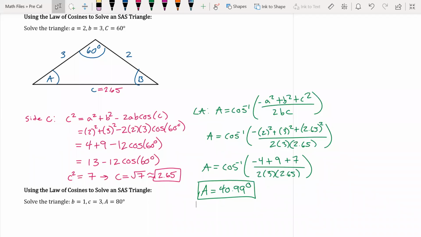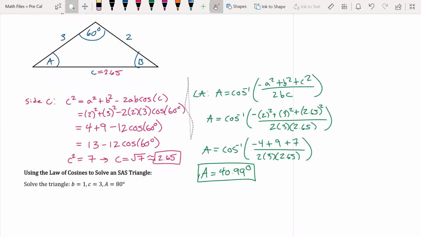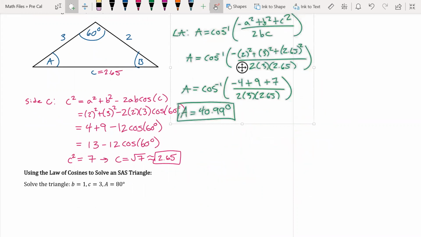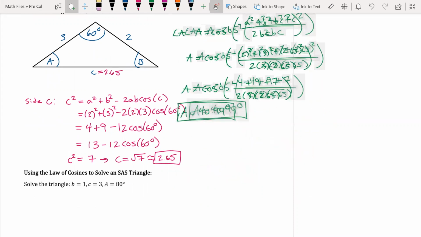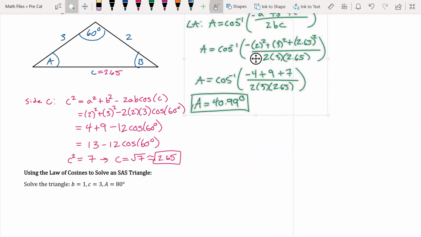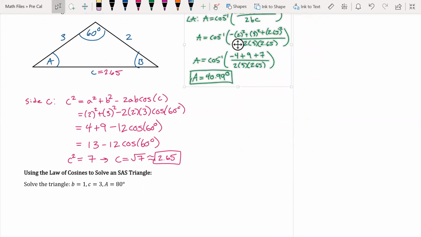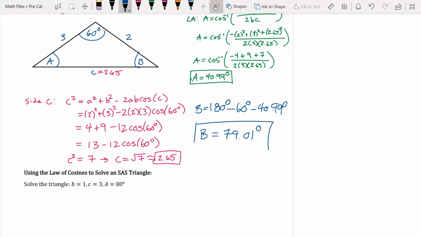And now if we know angle A, we know angle C, what is the value of angle B? 180 minus 40.99 minus 60. There we go. Are you using a calculator? Nope. Then don't guess. Oops, 79.01. There you go. Don't trust me. That's why I use a calculator, right?